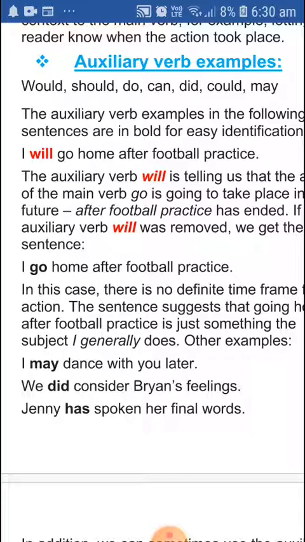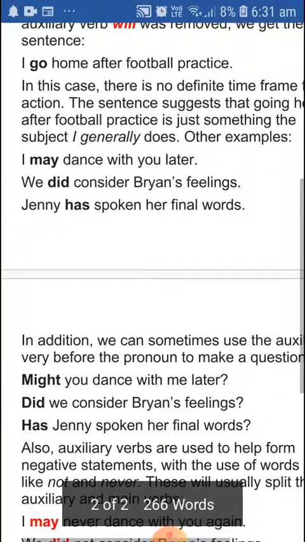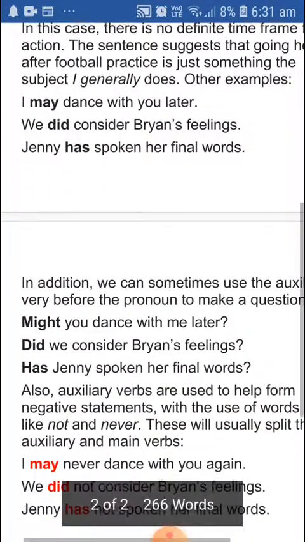Now, let us go for another example. I may dance with you later. So, here the auxiliary verb is may. We did consider Brian's feeling. Here, did is the auxiliary verb. Jenny has spoken her final words. Here, has is the auxiliary verb.